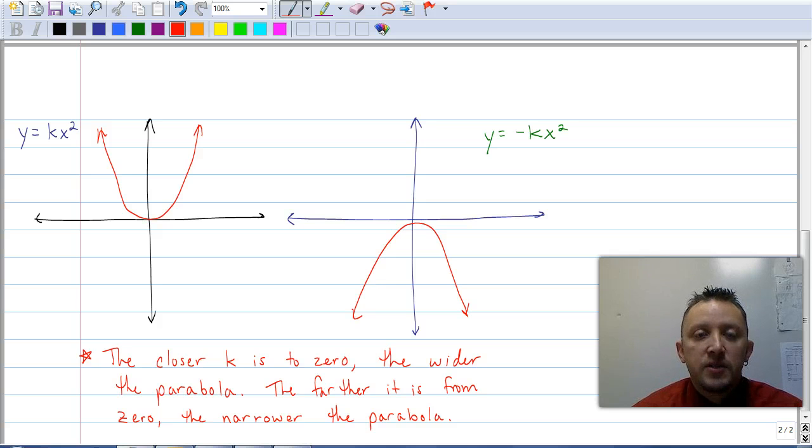So hopefully that helps wrap everything together as far as how k is going to affect your graph, because you will need to identify graphs, and if you don't know how k influences the graphs, you're not going to be able to match the equation with the graphs. So you've already done that a little bit with your assignments, but you'll need to know that in the future.